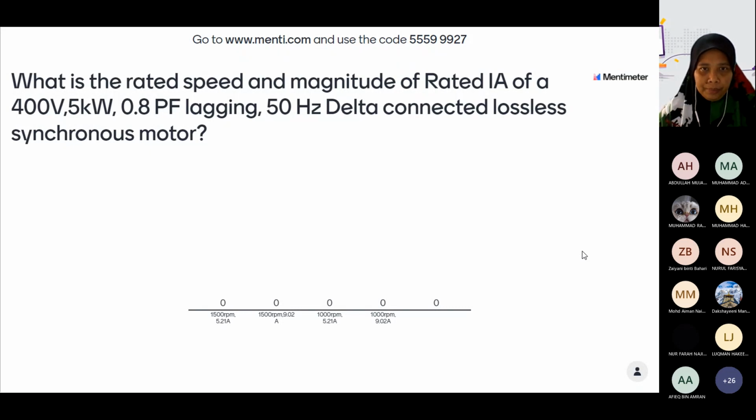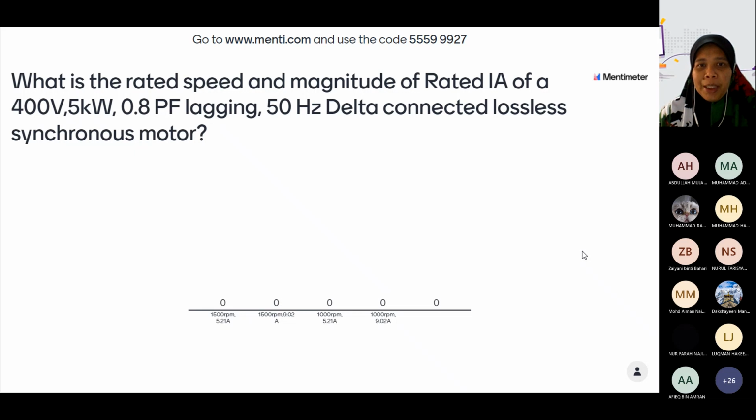This is the question on the synchronous motor. But it does not involve the drive. This is just a calculation you have done previously in the topic of synchronous motor. What is the rated speed and magnitude of rated IA of a 405 kilowatt, 0.8 power factor lagging, 50 Hz, delta connected, lossless synchronous motor? In this case, you need to calculate the rated speed and IA.